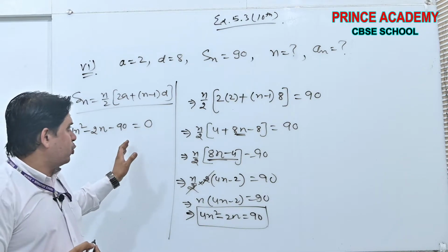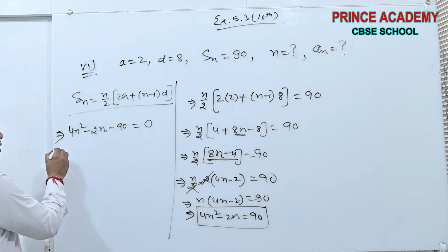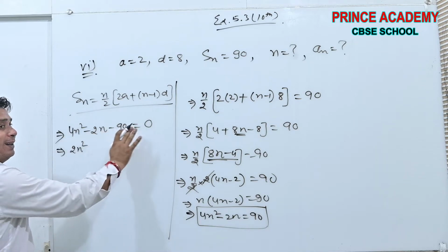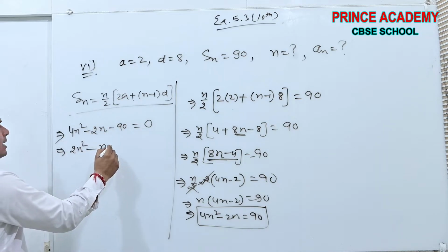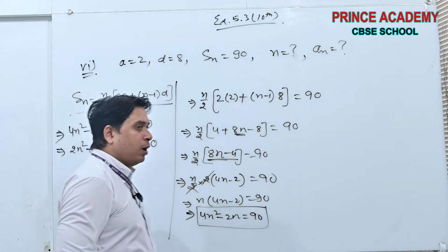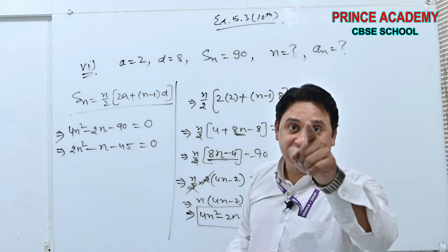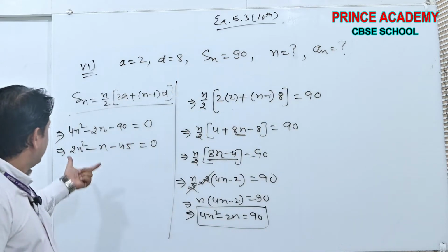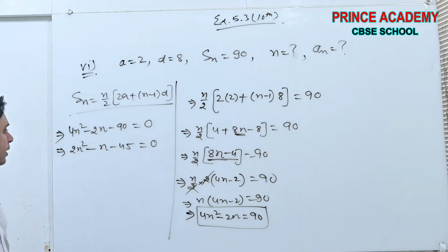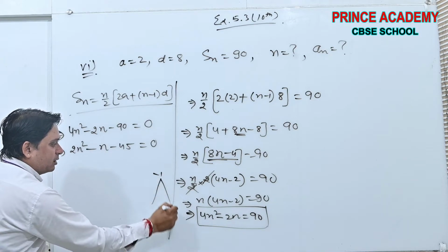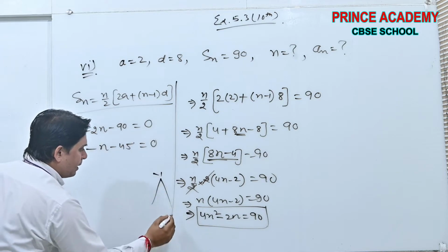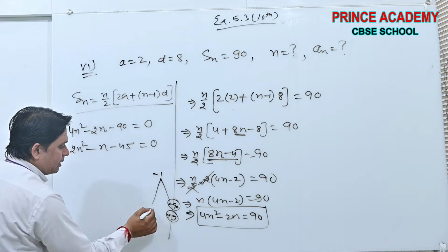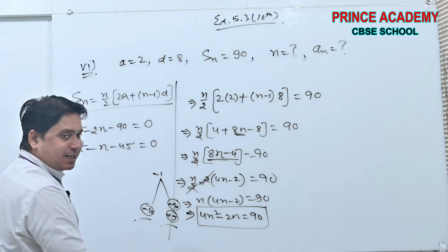If you shift these 90 towards left, you will get 4n square minus 2n minus 90 is equal to 0. Now if you divide the whole equation by 2, 2n square minus n minus 45 is equal to 0. Okay. Now quadratic equation. Can you solve it? Minus 1 we have to break, and the product should be minus 90. What does it mean? Minus 10 plus 9. Minus 10 plus 9. Okay?